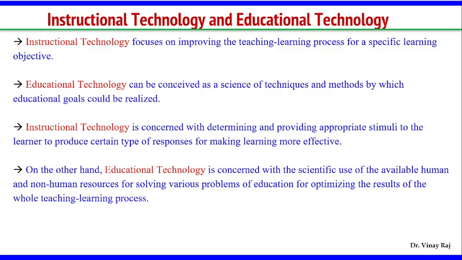The other way of understanding these two terms: instructional technology is concerned with determining and providing appropriate stimuli to the learner to produce certain types of responses for making learning more effective. Right? So there is some stimulus within you, to which you respond after learning. On the other hand, educational technology is concerned with the scientific use of the available human and non-human resources for solving various problems of education, for optimizing the results of the whole teaching-learning process.